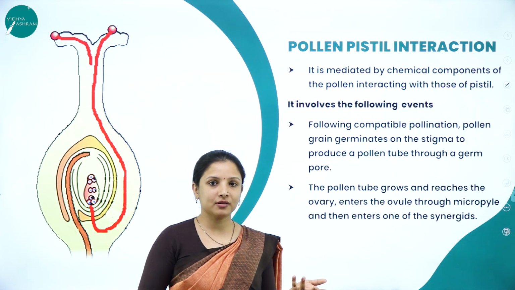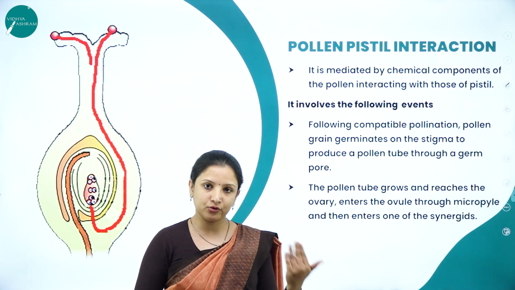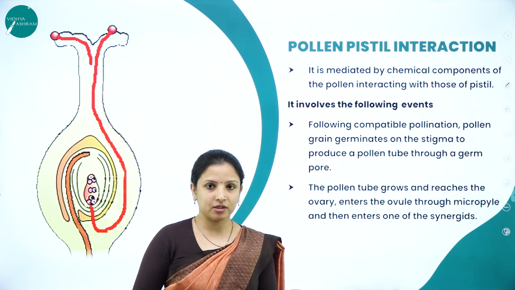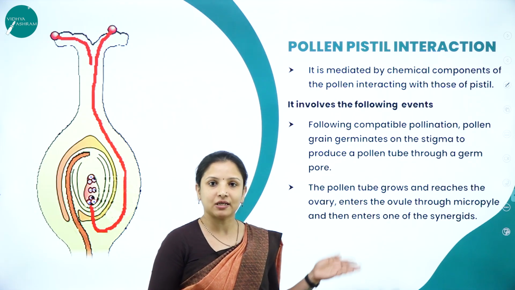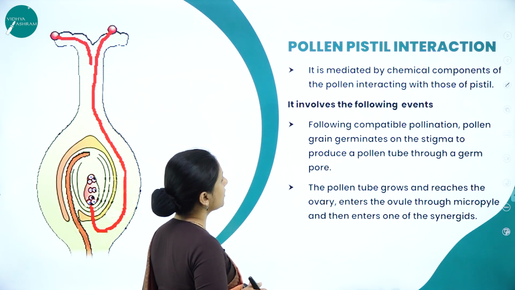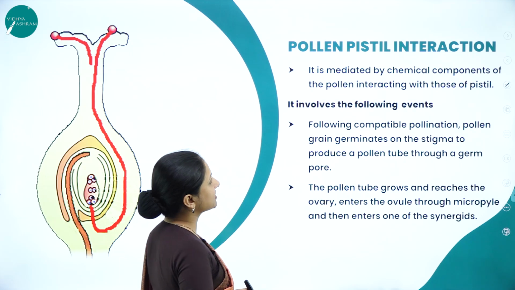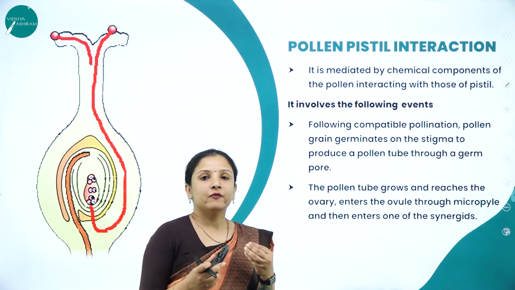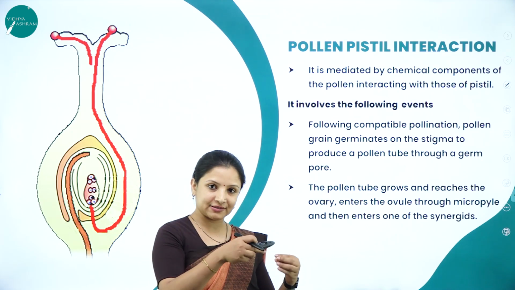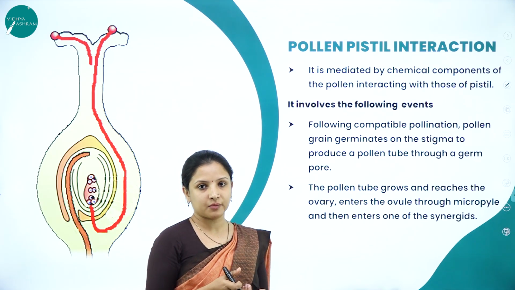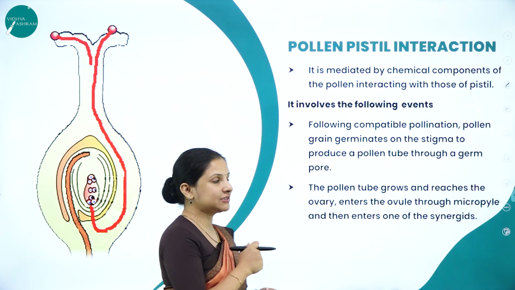Now there is one more thing that we human beings can do to promote cross-pollination. That is called artificial hybridization. How it is done, we will see next. But before that, we need to talk about pollen-pistil interaction. When pollen grains from the anther come and fall on the stigma, some interaction will occur between them. What it is, is what we will study here.